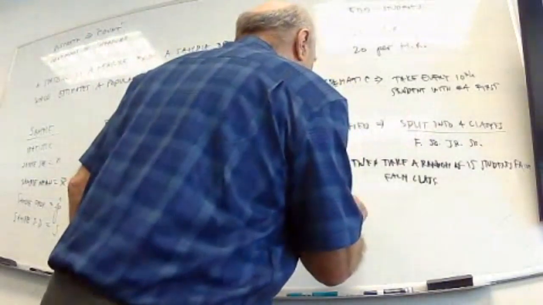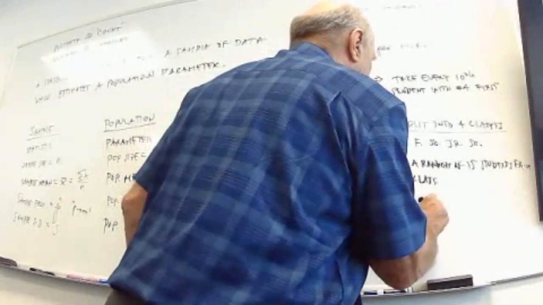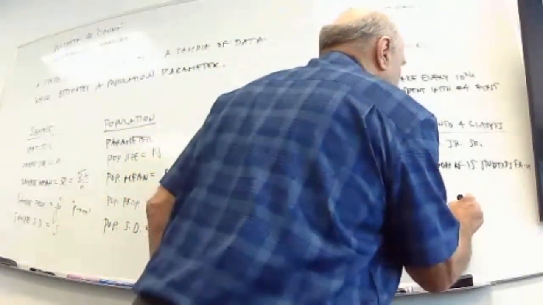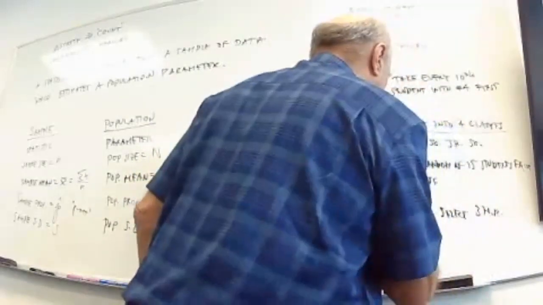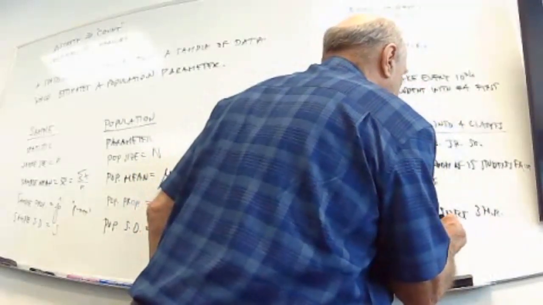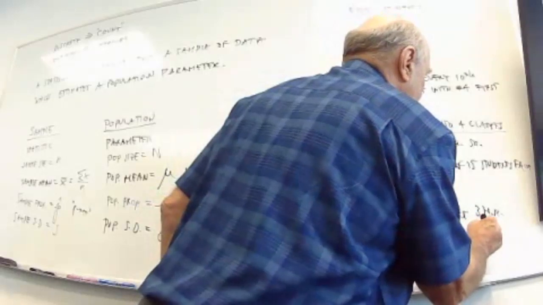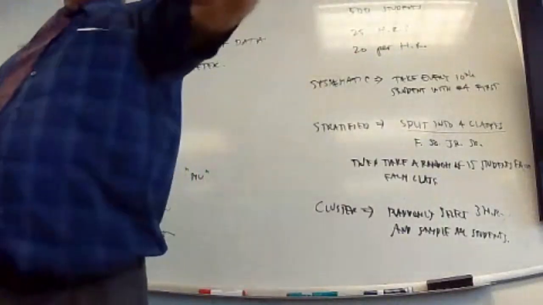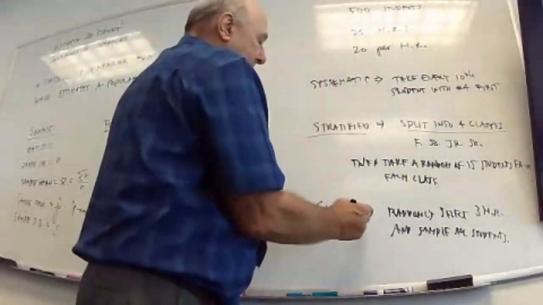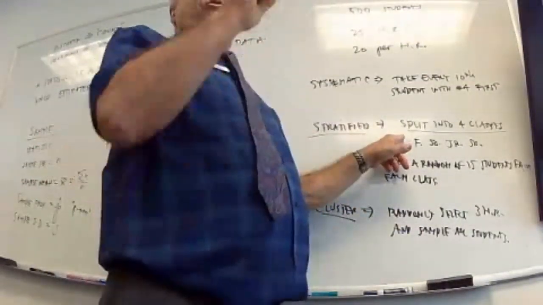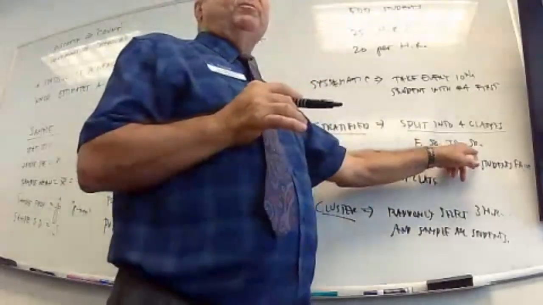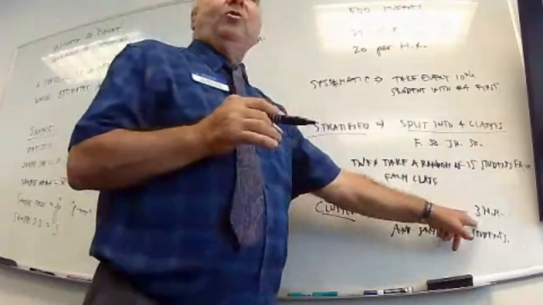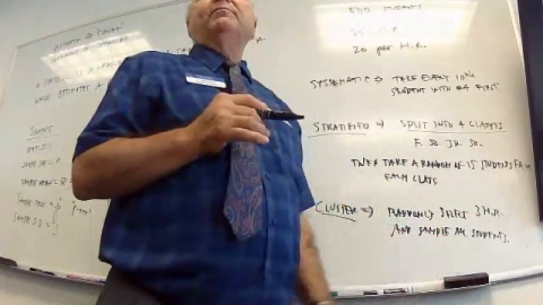A cluster, I would randomly select 3 homerooms and sample all students. So that would give me 60 that way, right? I'd take 3 out of the 25 homerooms and I'd have 60 people. I'd get them all. So see, the difference between a stratified and a cluster is here we split them up into groups, but we randomly sample from each group. Here, we randomly select the groups and sample everybody in the groups we pick.